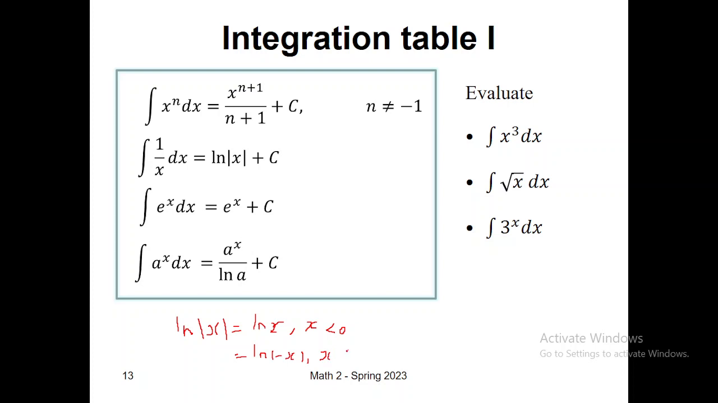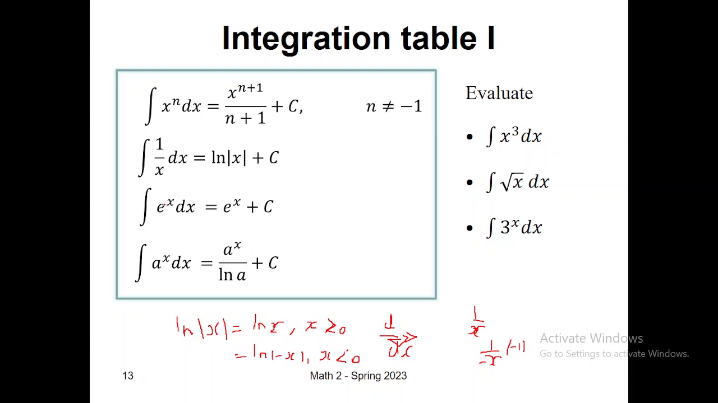This is for positive x, x greater than 0, and this is for negative x, x smaller than 0. Now, to find the derivative, d by dx. For the first part, the derivative of ln x equals 1 over x. This is for positive x. Now, for negative x, we differentiate ln of negative x, which gives 1 over negative x, multiplied by the derivative of negative x, which is negative 1. So now the result is again 1 over x. So the derivative of ln modulus x is exactly 1 over x.